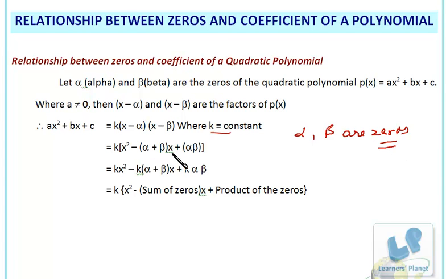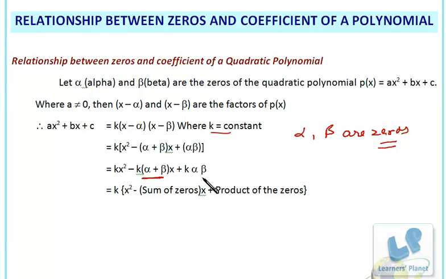Now we see the coefficient of x. That's actually the sum of the zeros in negative, right? What was the sum of the zeros? That is alpha plus beta, right? That is the sum of the zeros. And the coefficient of x is what? This is actually minus times (alpha plus beta). So the coefficient of x is what? Sum of zeros in negative, right? That we can see over here.